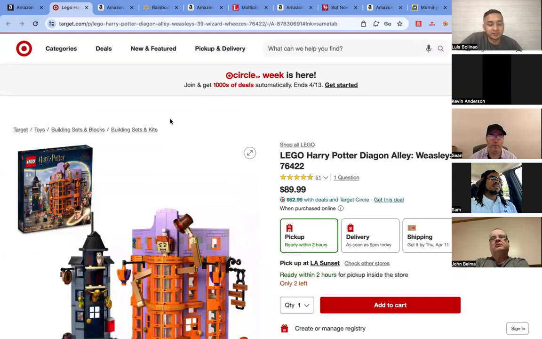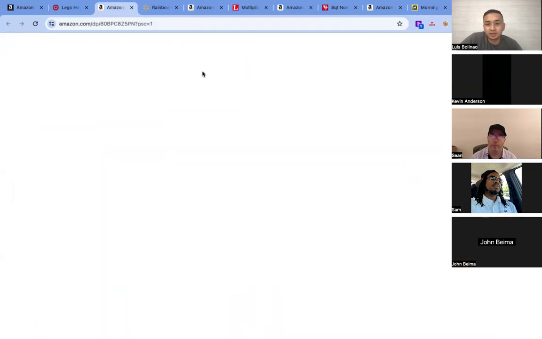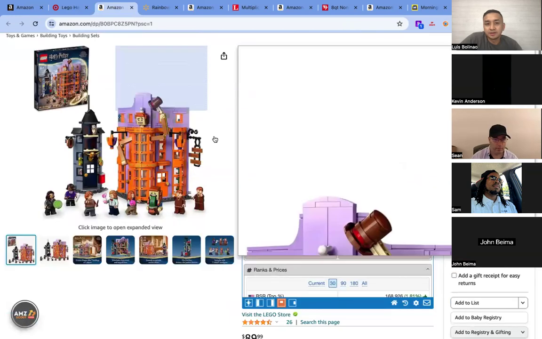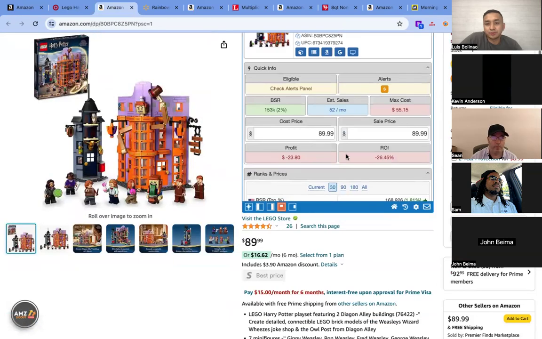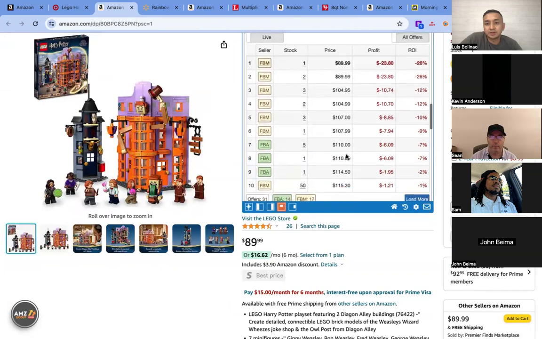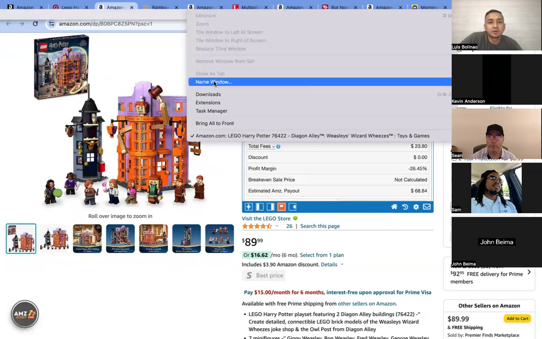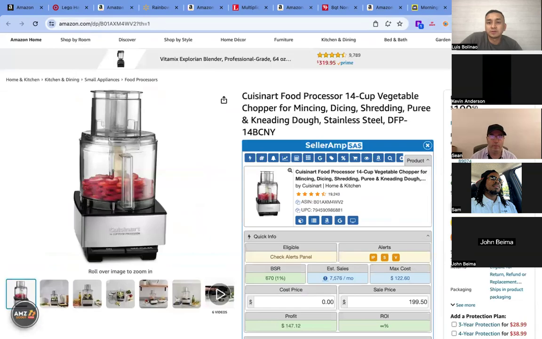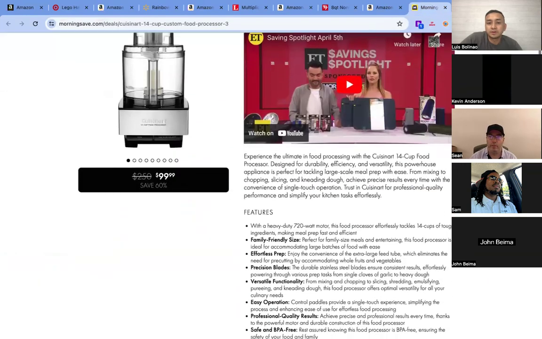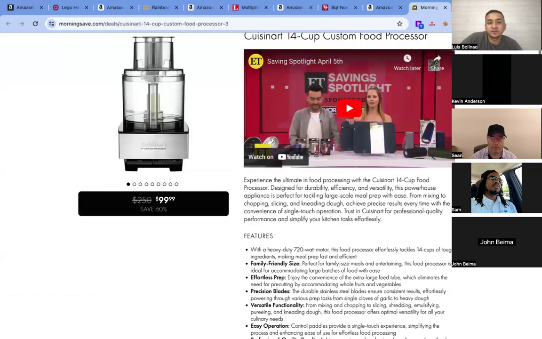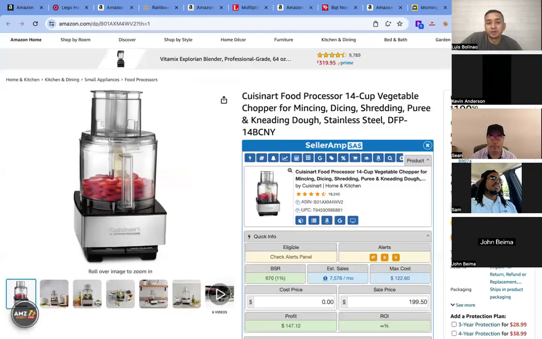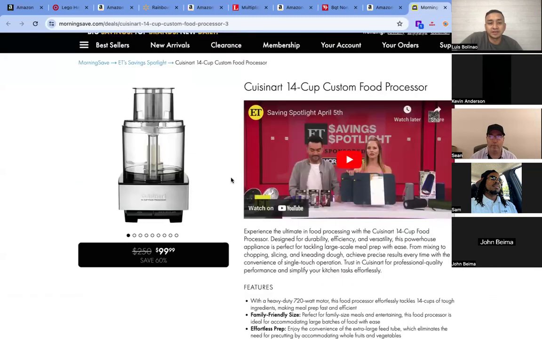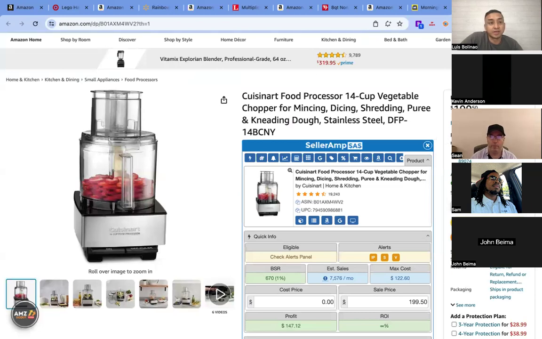So, for example, this one is a Lego toy, right? Let's see. Well, this one's a bad example. Let's see this one. Where is the price of this one? Oh, right there. Okay, this one's a good example. So this blender is $99 from this website called morningsave.com, and the same blender is on Amazon for about 200 bucks, right?